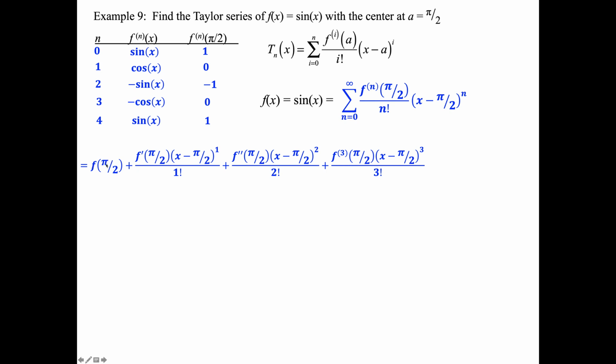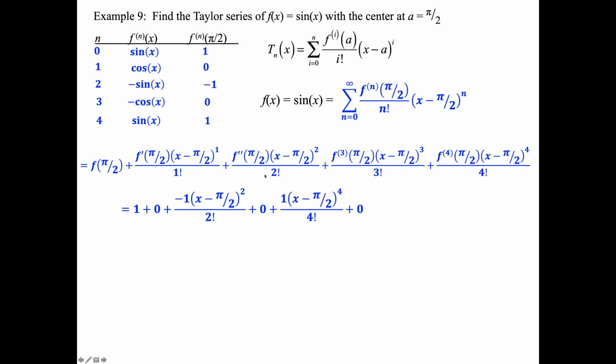F of pi over 2 is 1. F prime of pi over 2 is 0. Here come those zeros again. Then this is going to be a negative 1, x minus pi over 2 squared over 2 factorial. Then the 0. Then plus 1 for when n is 4, x minus pi over 2 raised to the 4th over 4 factorial. Again, plus a 0. Then it's going to be a negative 1, x minus pi over 2 to the 6th power over 6 factorial. So there's our pattern.